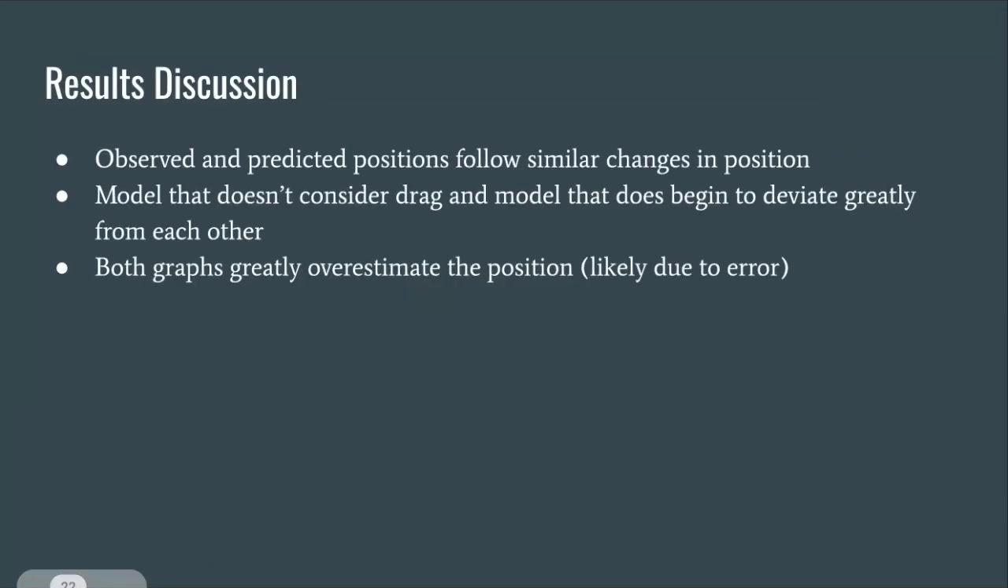We can see that there's an observed and predicted position. The observed and predicted positions follow similar changes in position, and the computational model that doesn't consider drag and the computational model that does consider drag begin to deviate greatly from each other, which means both graphs greatly overestimate the position, likely due to error.